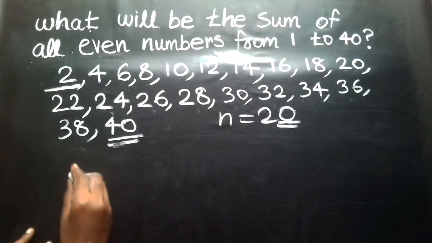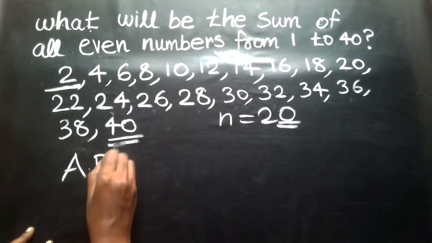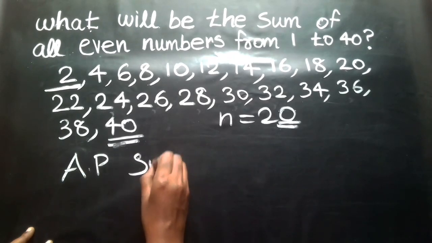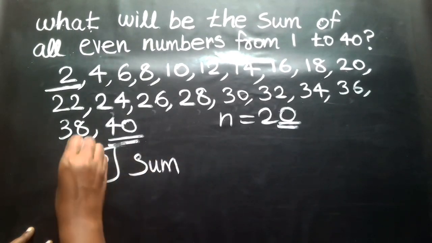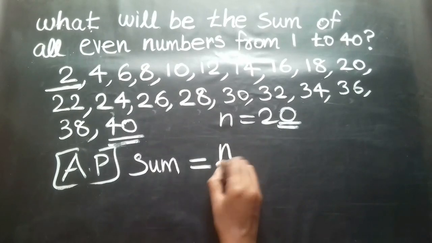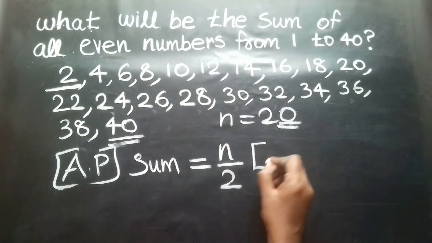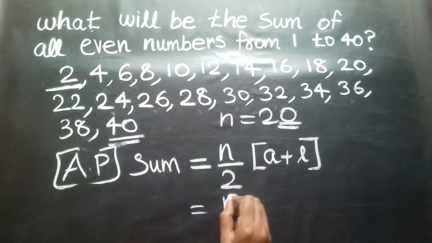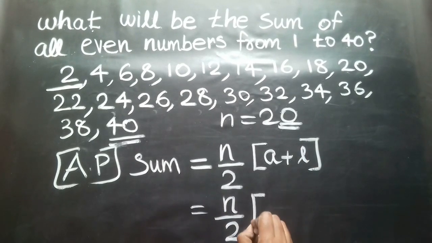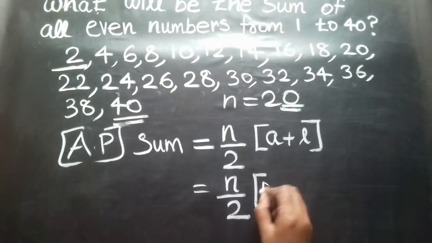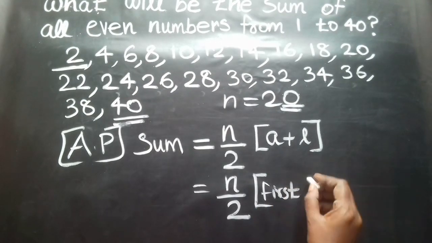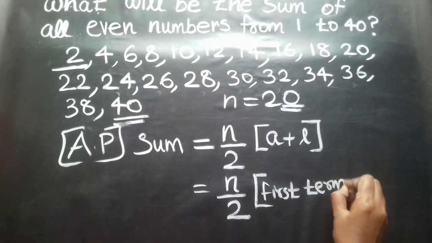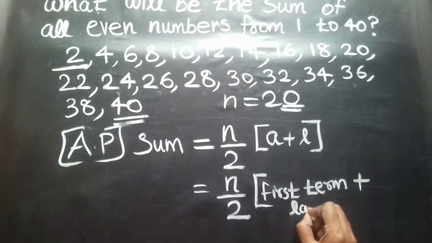Third method is using the AP formula, that is sum equals n by 2 into a plus L. You just simply remember n by 2 into first term plus last term.